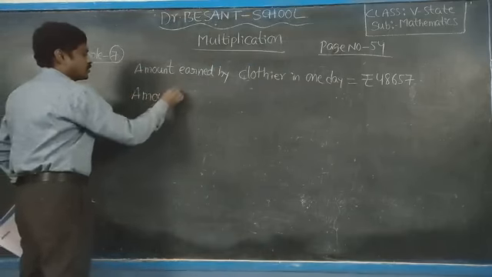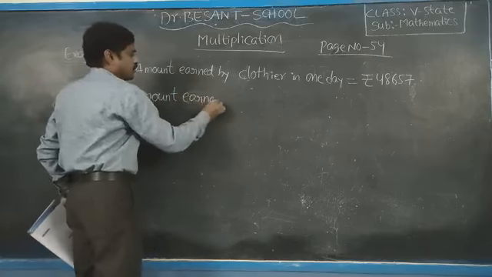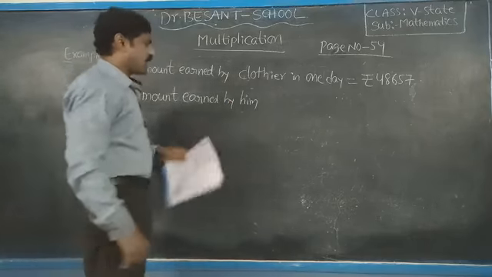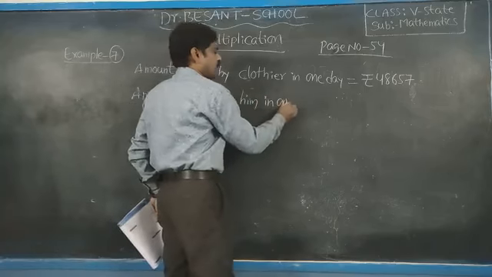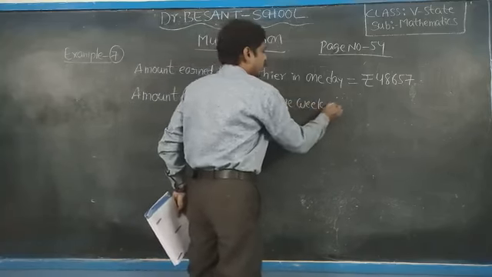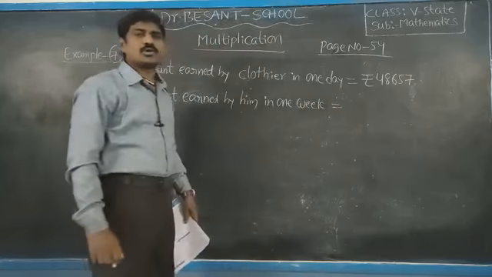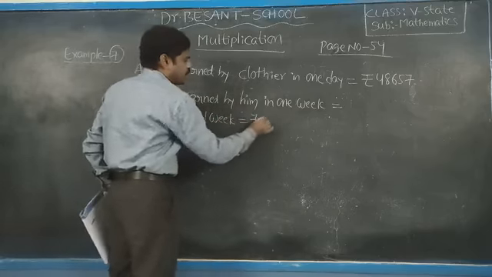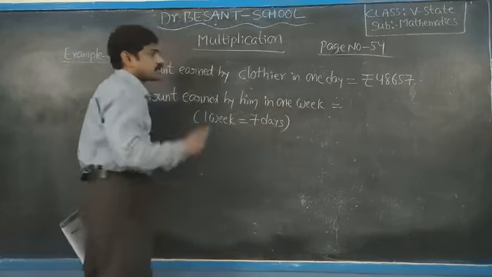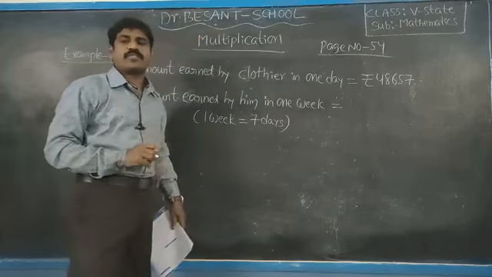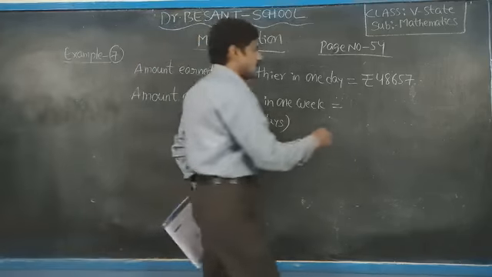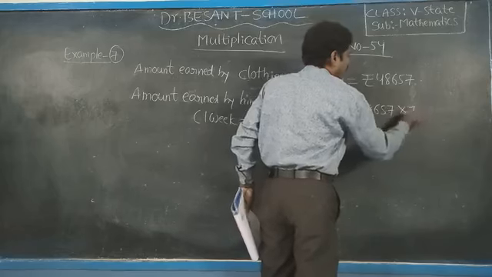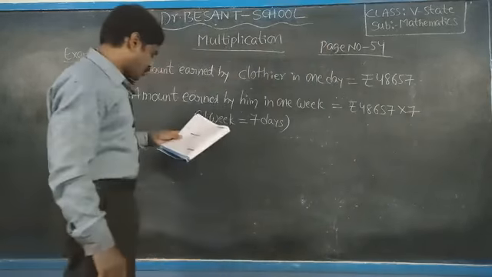Amount earned by him in 1 week. So we know that 1 week is equal to 7 days. So 1 day is 48,657 rupees. So 7 days means this one we have to multiply by 7. 48,657 into 7. The multiplication we have to do.